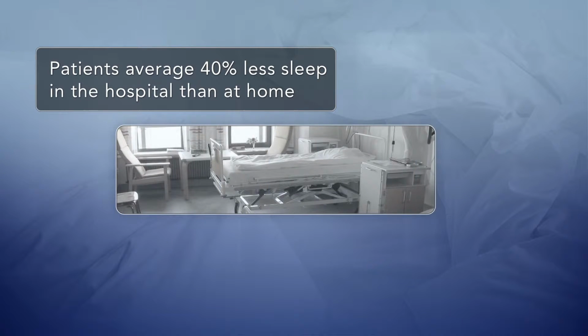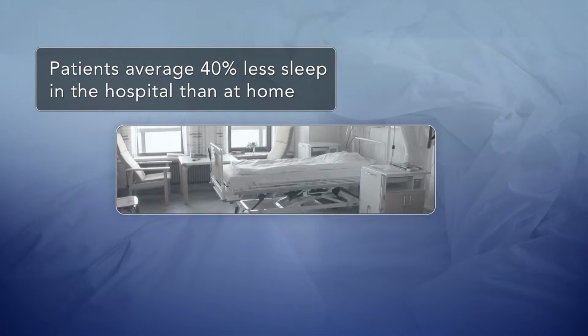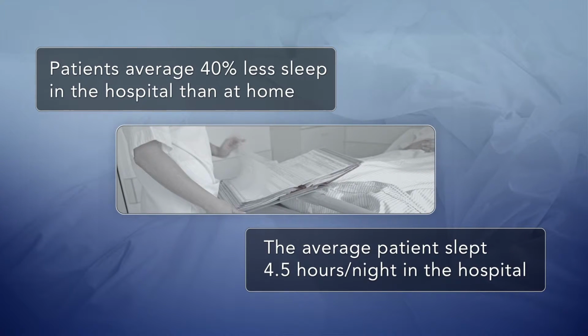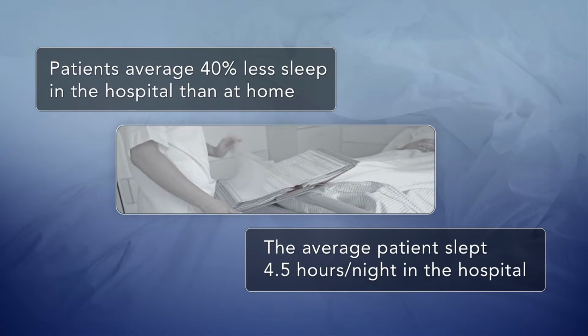So how significant is sleep loss in the hospital? Data from research done at the University of Chicago suggest that patients average 40% less sleep in the hospital than they do at home. In fact, the average patient in this study slept only 4.5 hours per night while in the hospital. Imagine how you would feel with several nights of only 4.5 hours of sleep, especially in the midst of an acute illness.